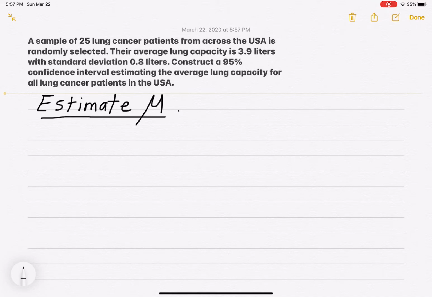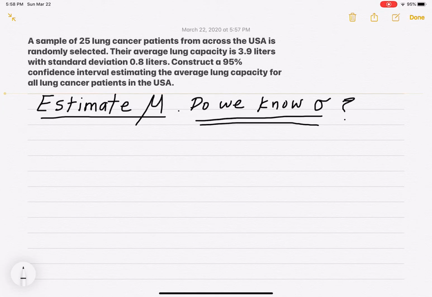Do we know sigma? Do we know the population standard deviation? Some of you are going to read that question and say, hey, we got a standard deviation there, right? Standard deviation is 0.8. But if you read that really carefully, that is not sigma. No, we don't have sigma. We don't have the population standard deviation. We have the standard deviation of the sample. So that is S. That is 0.8, right?